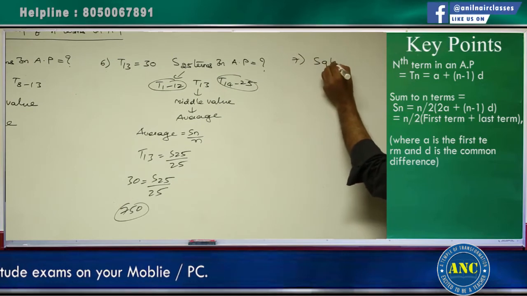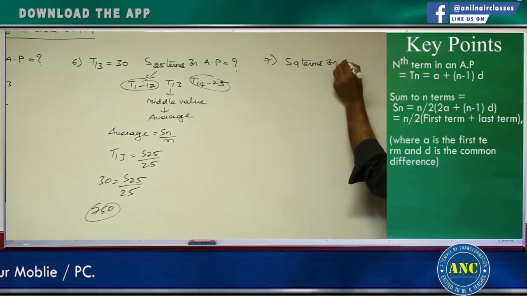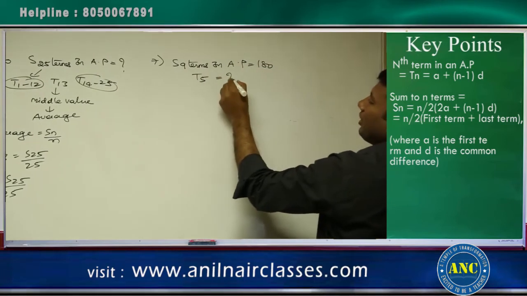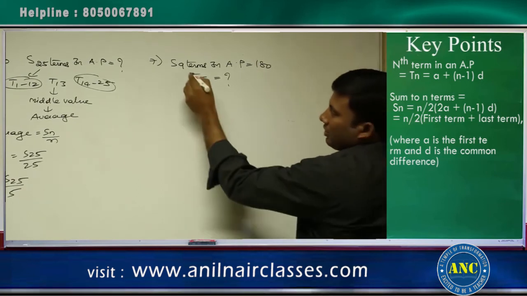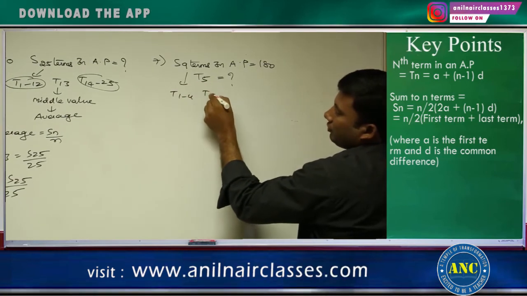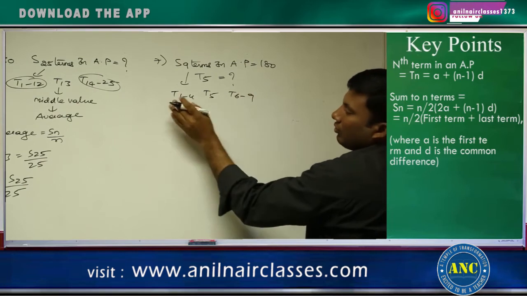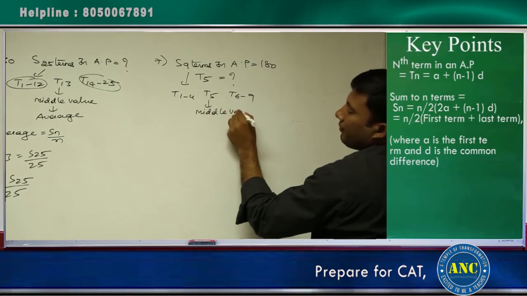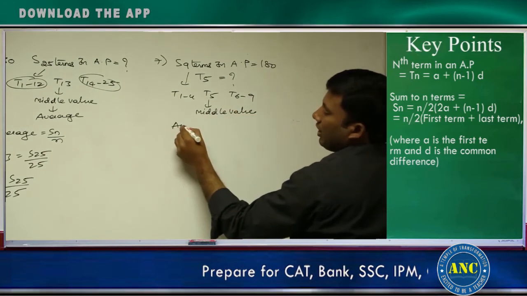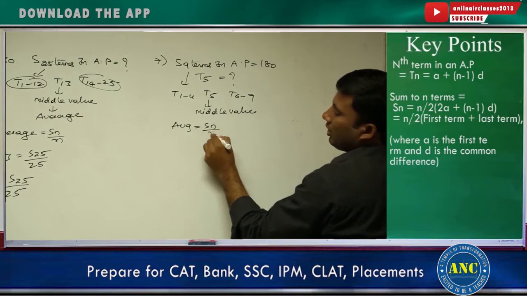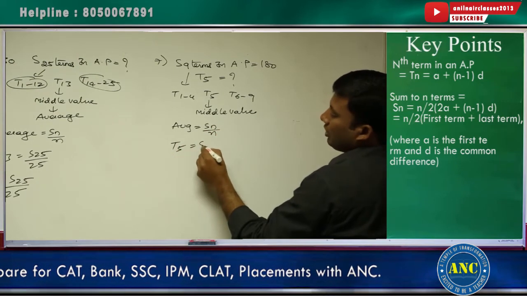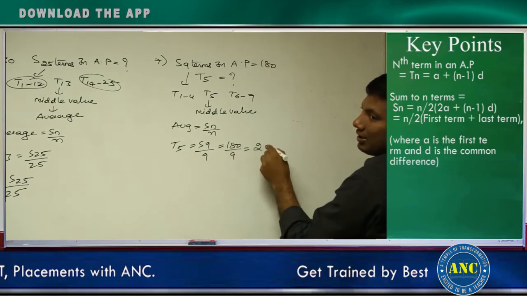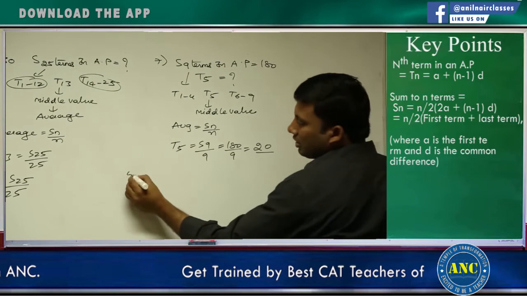Sum of 9 terms in an AP is equivalent to 180. T5 is equivalent to how much? 9 terms, 4 to the left, 4 to the right. So what will be this value? Middle value. So this will be the average, equivalent to Sn by n. So T5 is equivalent to S9 by 9, 180 by 9. What will be the answer? 20. Tell me this answer.